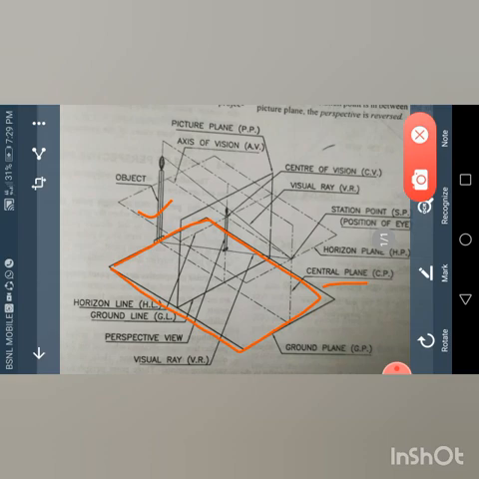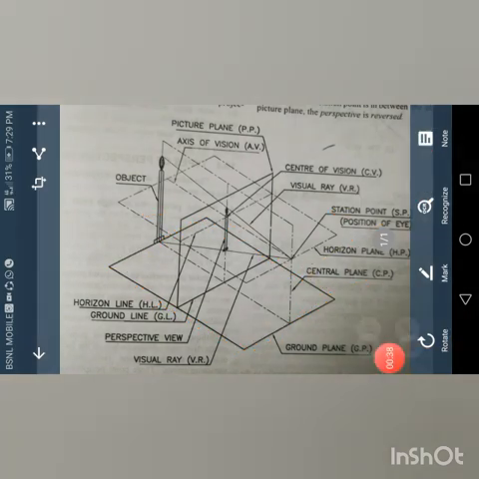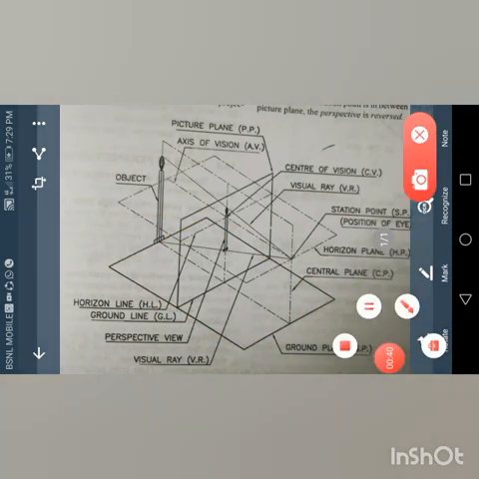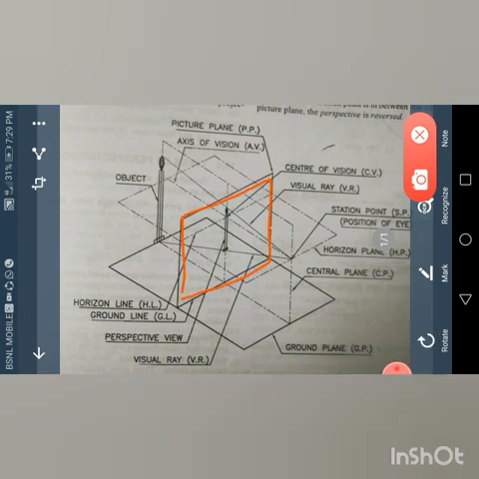Now the next important plane is the picture plane. Picture plane is this one, a vertical plane over which we are getting the image of the object. We have another important point called the station point. This point is the station point. Station point is nothing but the observer's eye.